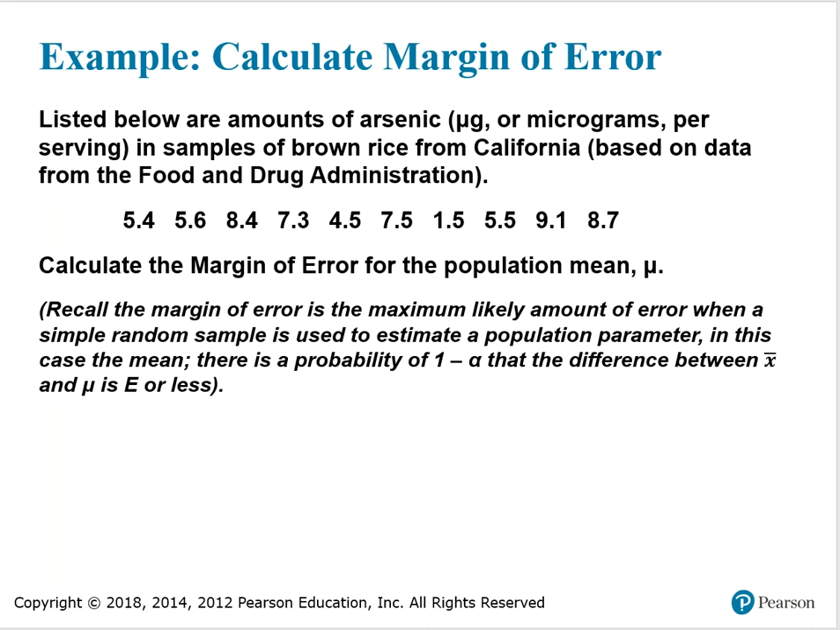Here's an example. Listed below are amounts of arsenic in micrograms per serving in samples of brown rice from California, based on data from the Food and Drug Administration. We'll want to calculate the margin of error for the population mean mu. Recall that the margin of error is the maximum likely amount of error when a simple random sample is used to estimate a population parameter, in this case the mean. There is probability of 1 minus alpha that the difference between x bar and mu is E or less.